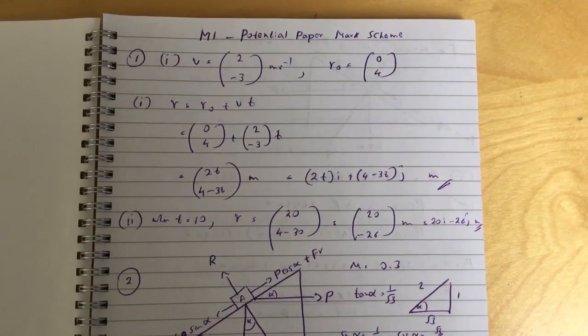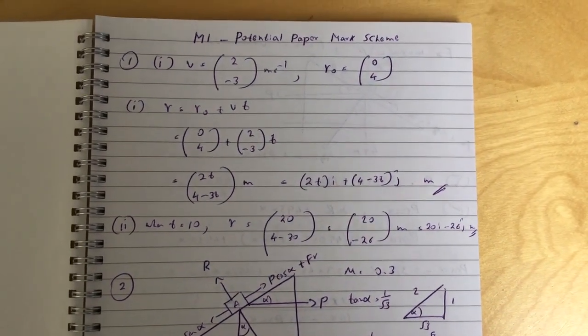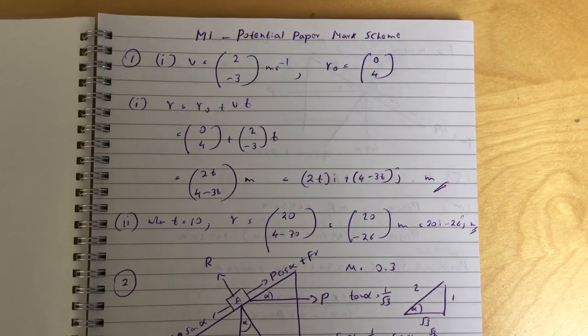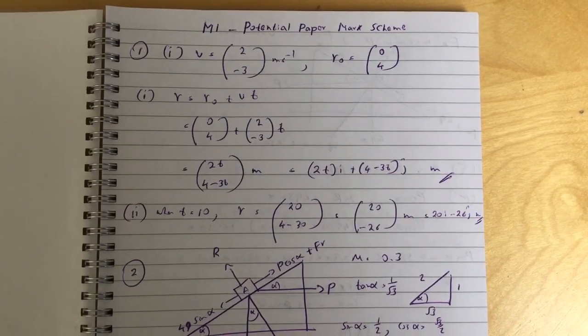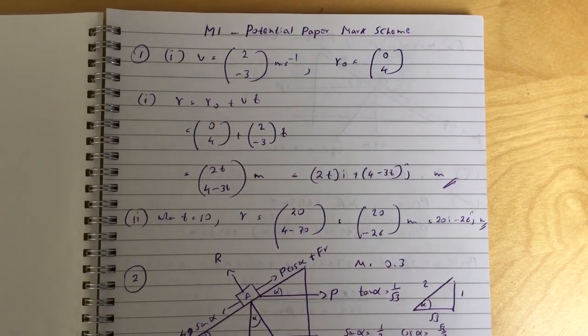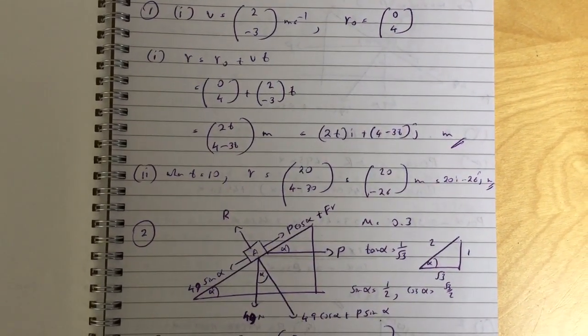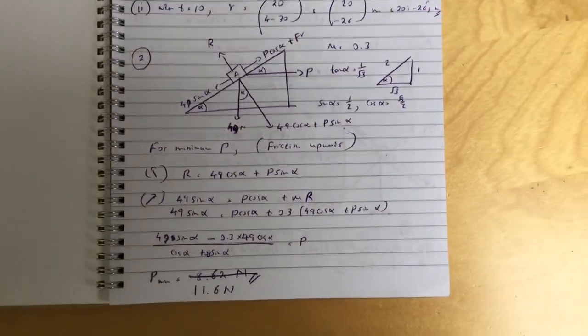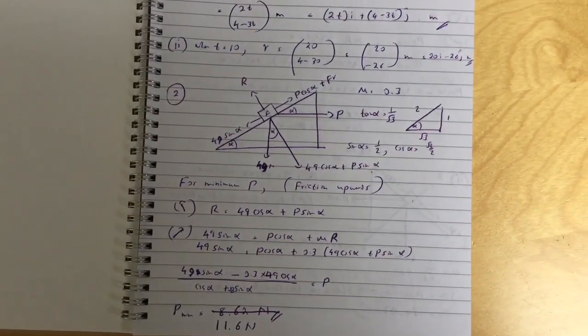Okay guys, these are the solutions for the potential M1 paper. So question one is quite easy. I did it in column vectors, but you could do it normally, that's fine. I just use r equals r0 plus vt to get the vector, and then I just sub in t equals 10.